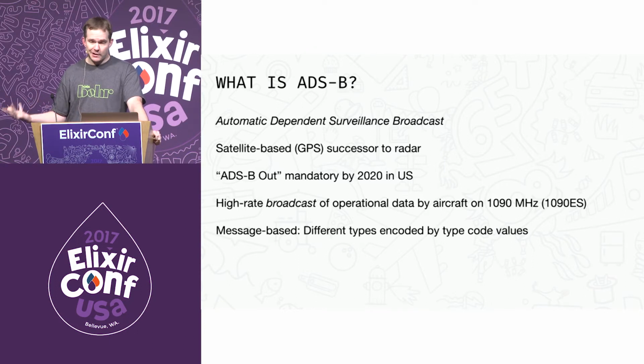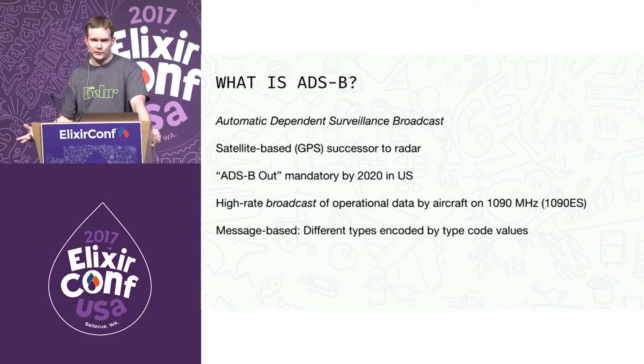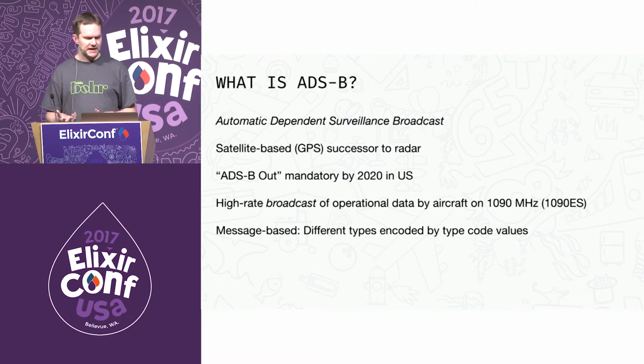It's essentially a high-rate broadcast of operational data by the aircraft, and this is going to be on 1090 megahertz, sometimes also known as 1090 ES, because there is a second counterpart to 1090 on 978 megahertz. It's called UAT. It stands for Universal Access Transceiver, and that's a really interesting link too that I haven't gotten into. But for the purpose of this talk, we'll just be talking about 1090 ES. So it's message-based. There are different types of messages, and they're all encoded by a type code value.